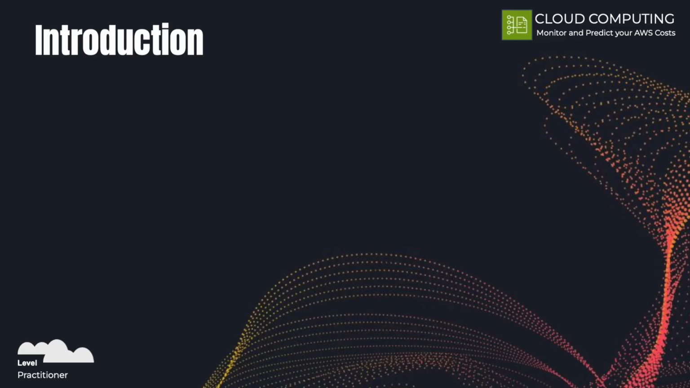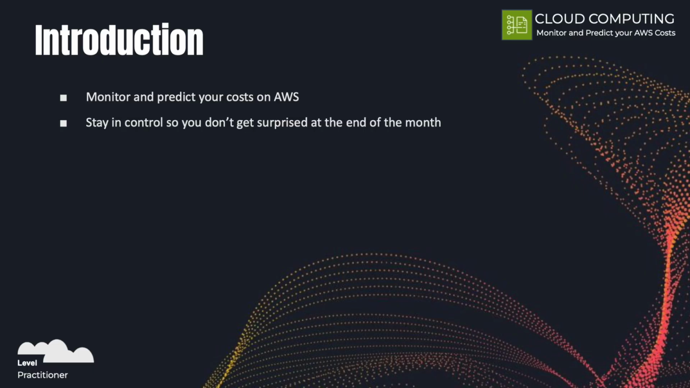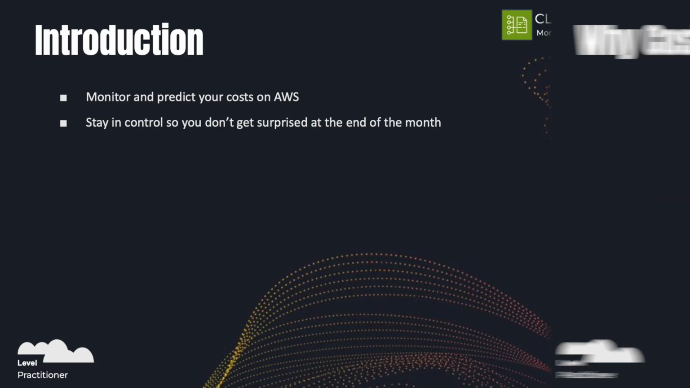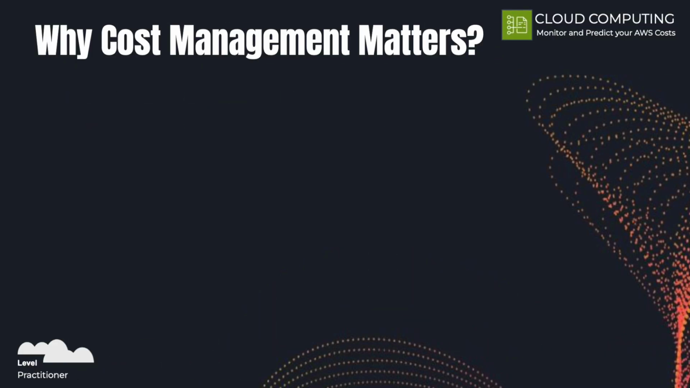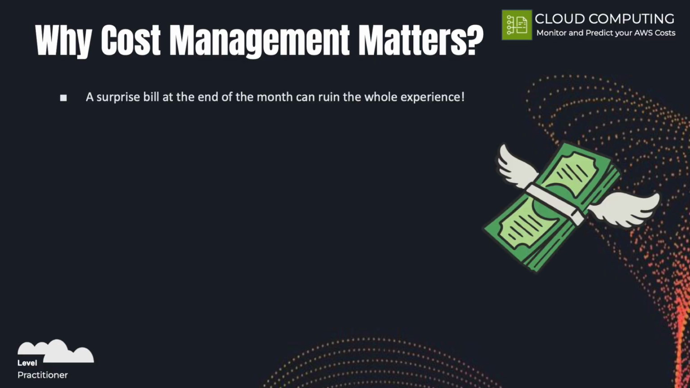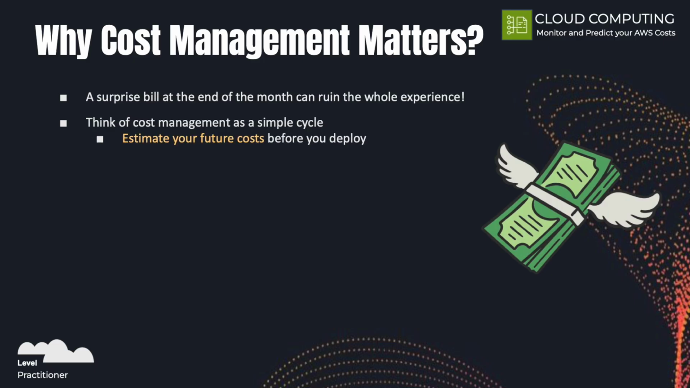In this video, we're going to talk about how to monitor and predict your costs on AWS, and more importantly, how to stay in control so you don't get surprised at the end of the month. Even if you design a great cloud architecture, a surprise bill at the end of the month can ruin the whole experience. So instead of treating cost as an afterthought, it helps to think of cost management as a simple cycle with 4 stages. First, you estimate your future costs before you deploy.